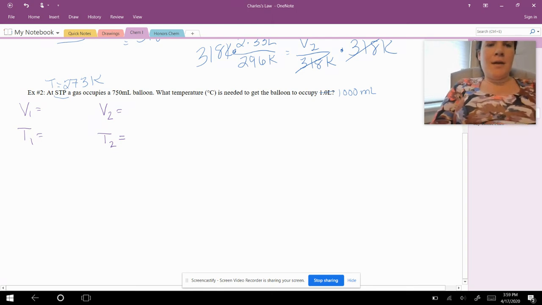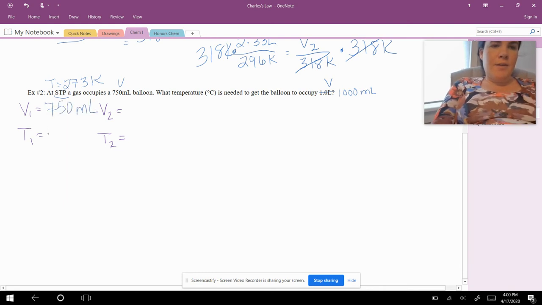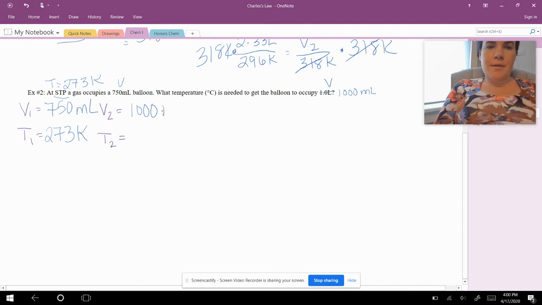So at STP, it equals 750 milliliters. Milliliters is our volume. These two will go together, and this will be our volume on the other side. So V1 is 750 milliliters. T1 is our STP 273 Kelvin. V2 is the 1000 milliliters. And then T2, we don't know. That's the one we're going to try to figure out.